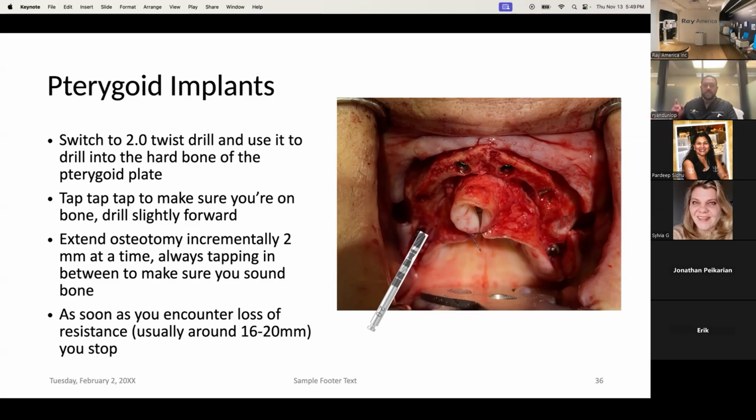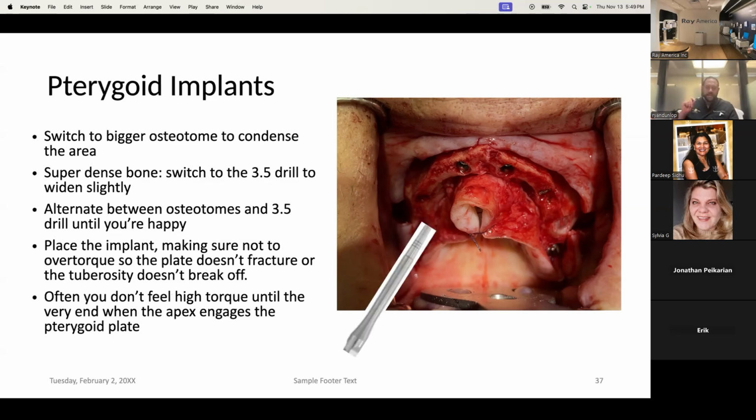So I start with the 2.0 osteotome, then I go with some sort of pointed 2 millimeter drill, and I drill up with my handpiece, always feeling like I'm on a hard surface. I don't just drill blindly. I drill like 1 to 2 millimeters at a time until I feel a loss of resistance. And when I feel that loss of resistance, which is usually around 16 to 20 millimeters, I just stop. I don't have to advance any further.